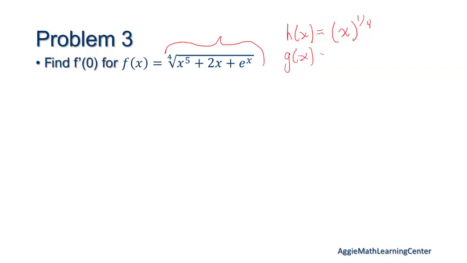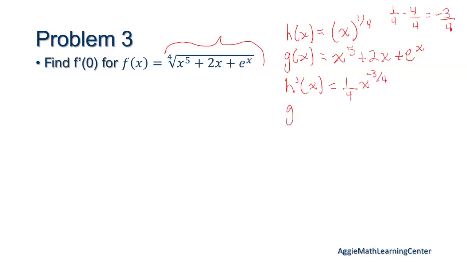X to the 5th plus 2x plus e to the x. Perfect. Okay, and what's the derivative of h? 1/4 x to the negative 5/4. Is that right? I have to think about that. So it'd be 1/4 minus 4/4, so negative 3/4. That's right.